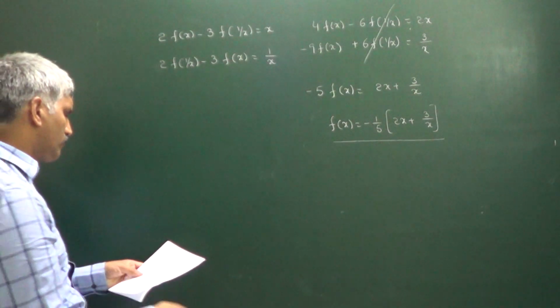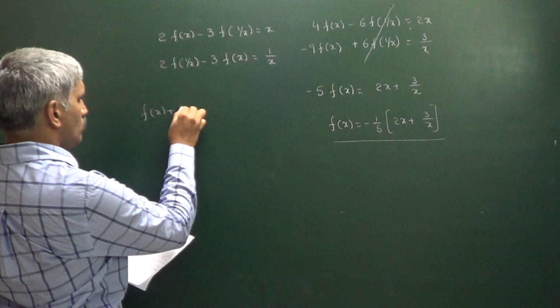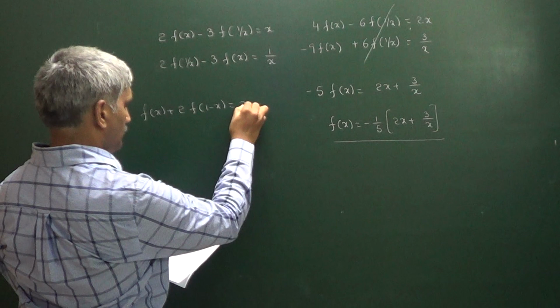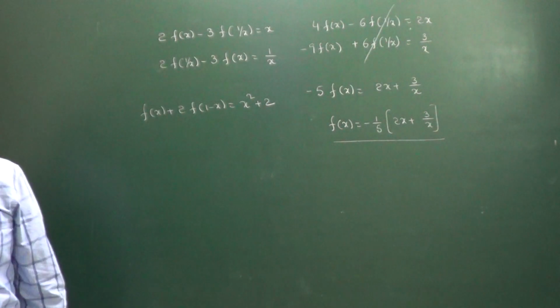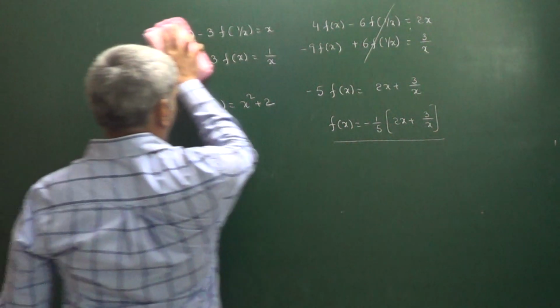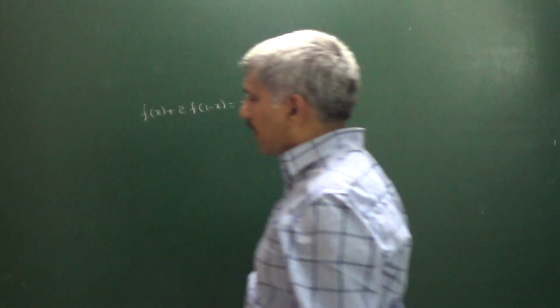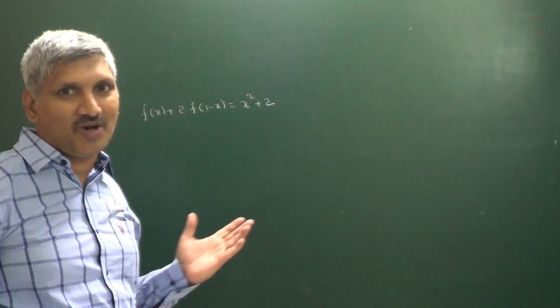Similar type of question, one more. f of x plus 2 times f of 1 minus x is given as x square plus 2. Here we have to find f of x. Now we have to eliminate f of 1 minus x.